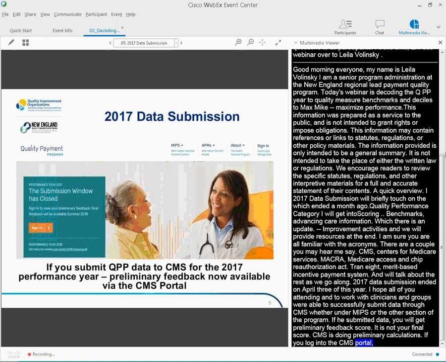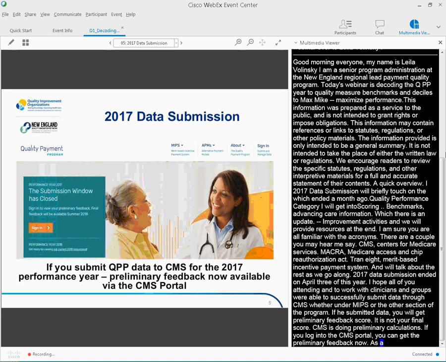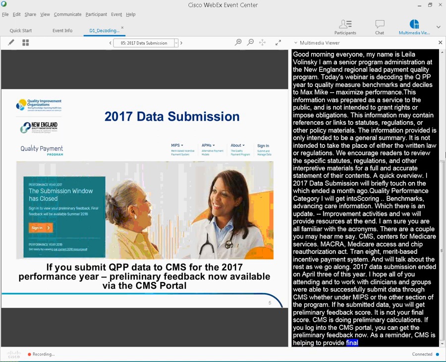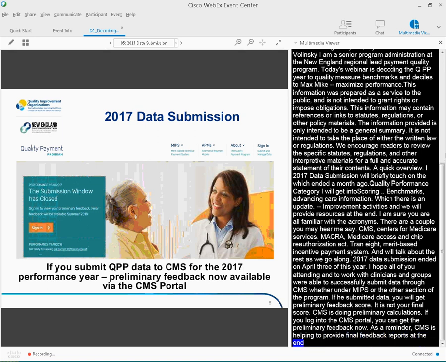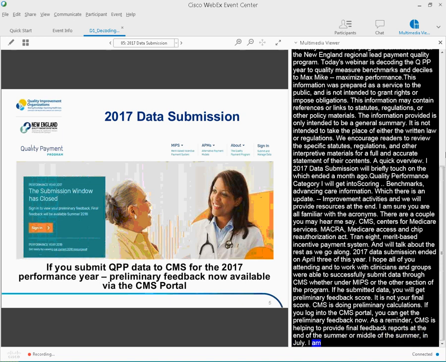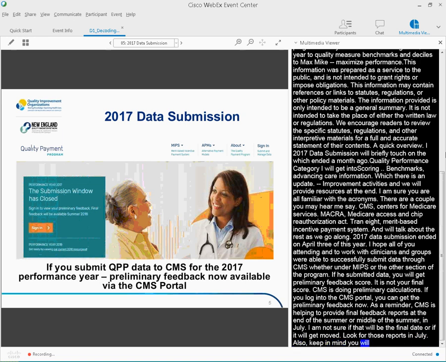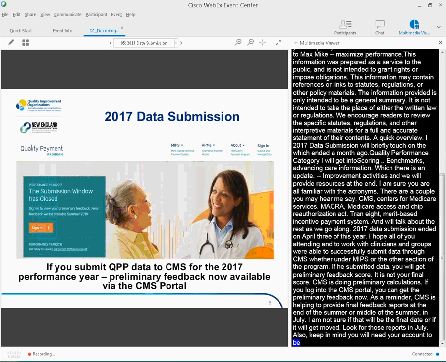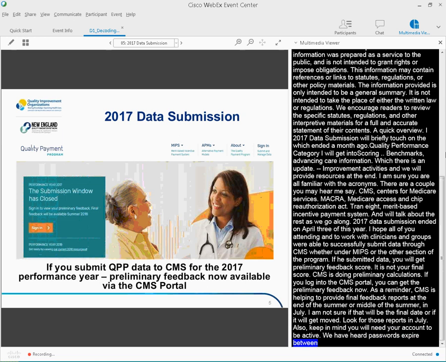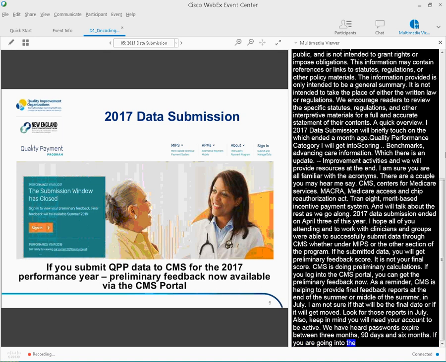Just as a reminder, CMS is hoping to provide final feedback reports at the end of the summer or sort of middle of the summer, in about July. Now, I'm not sure exactly whether that will be the final date or if it'll get moved, but look for those reports in July. Also, keep in mind, you will need your EIDM account to be active. We have heard that those passwords expire sometime between 3 months, 90 days, and 6 months. So make sure that you're going into the portal, making sure that your password's still active because you will need that to get your final report.